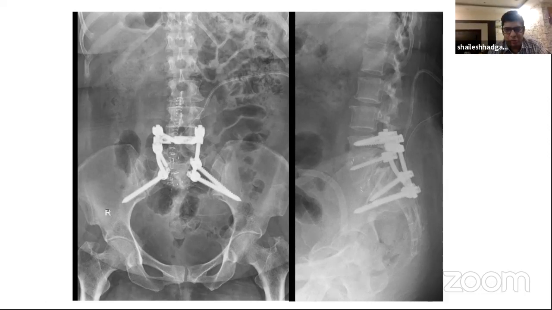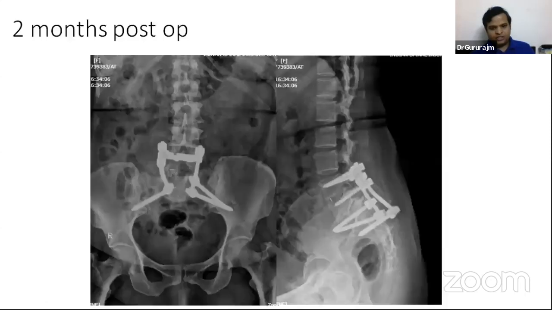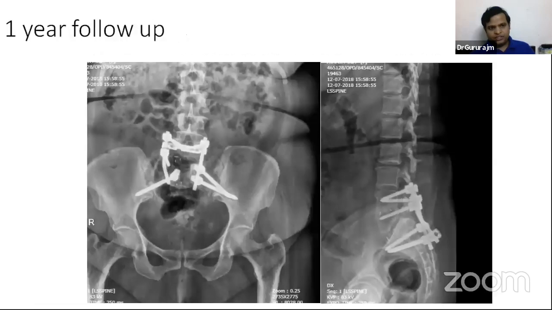And we need to closely follow up. It didn't finish there. I'll just rush through this. So this is what we did, and we started teriparatide now, secondarily for the fusion also. So this is what started happening. This is 2 months. This is the 1 year follow-up. Both S1 AI and S2 AI screws on the left side became loose. And the rod on the right side from S2 AI came out.